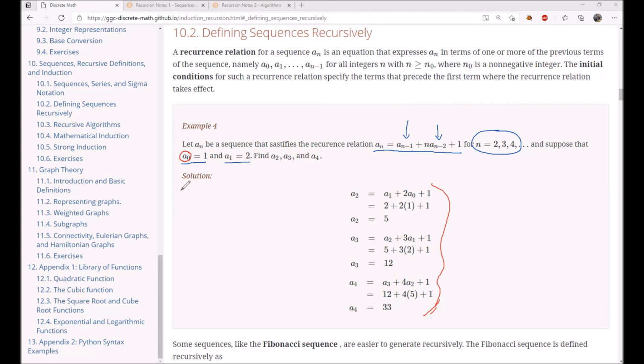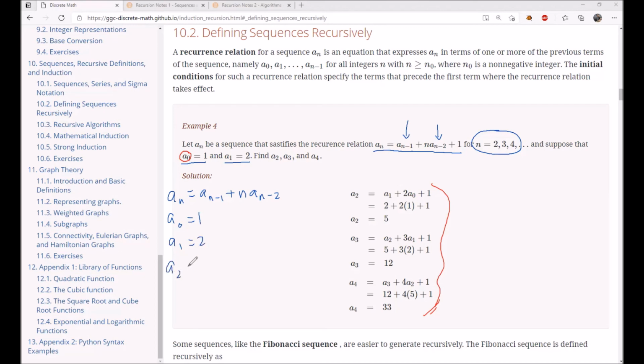So using this definition, a_n equals a_{n-1} plus n times a_{n-2}. Excuse me, I made a mistake right there. That's the general definition, that is a_n. And then we're told that a0 is 1, a1 is 2. Well, then what would a2 be?